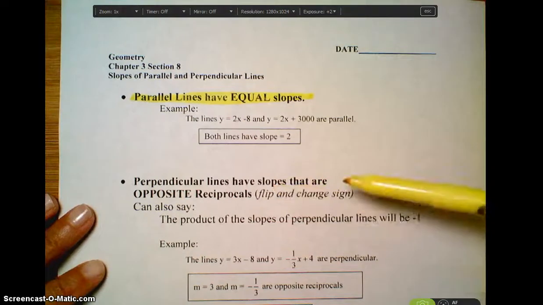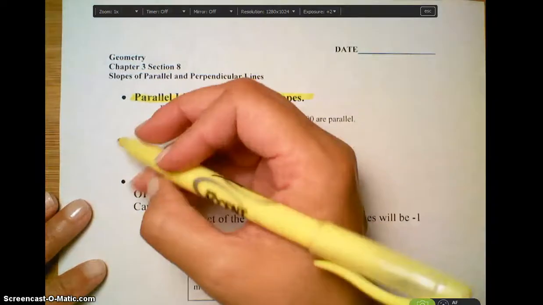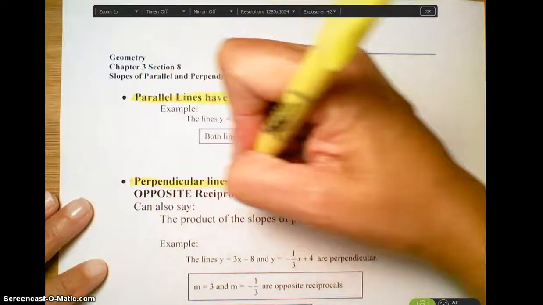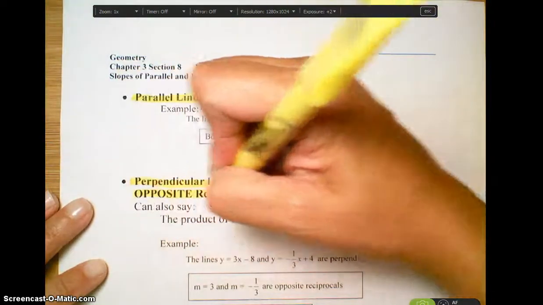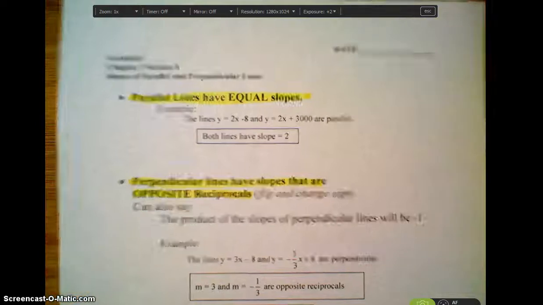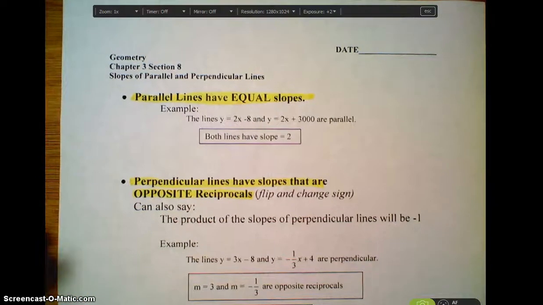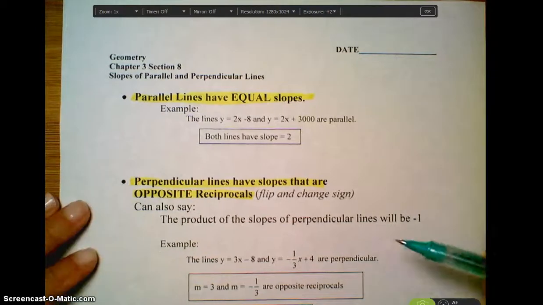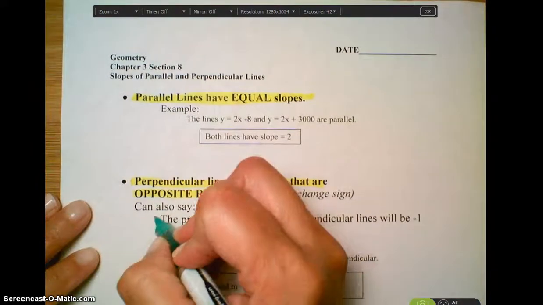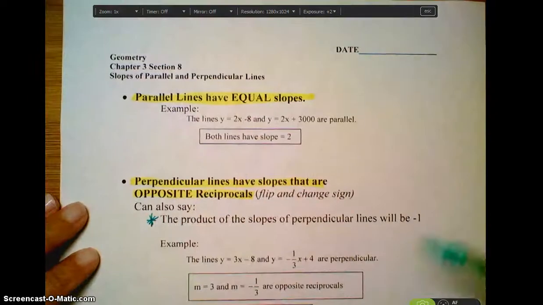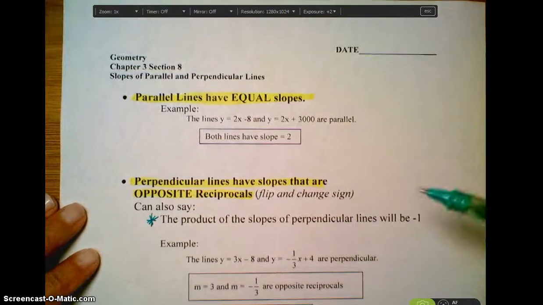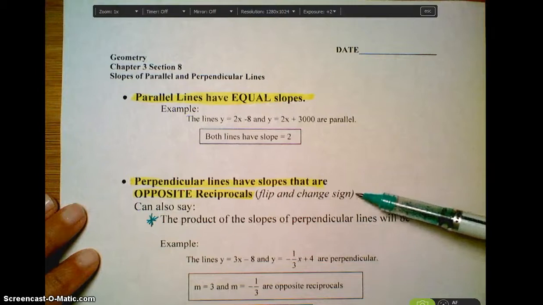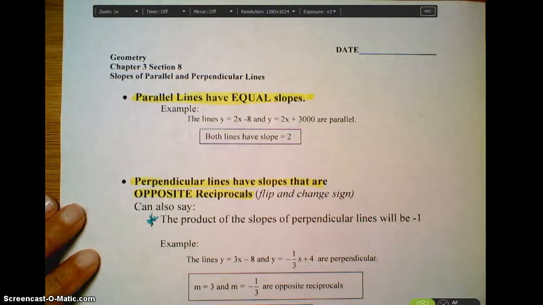Perpendicular lines have slopes that are opposite reciprocals. Opposite reciprocals means that we are going to flip the slope and change the sign. The other thing to keep in mind is that the product of the slopes of perpendicular lines will be equal to -1. This is the way your book likes to look at it. I personally like this one a little bit better, but that's up to you.